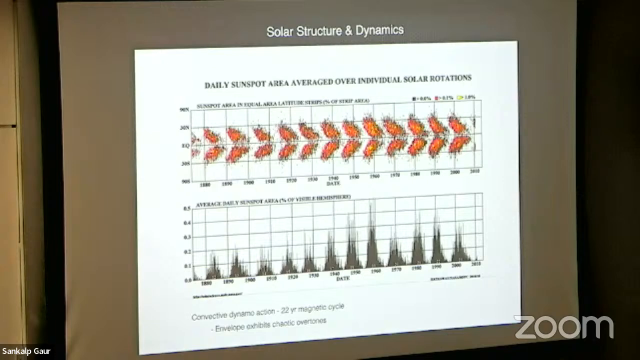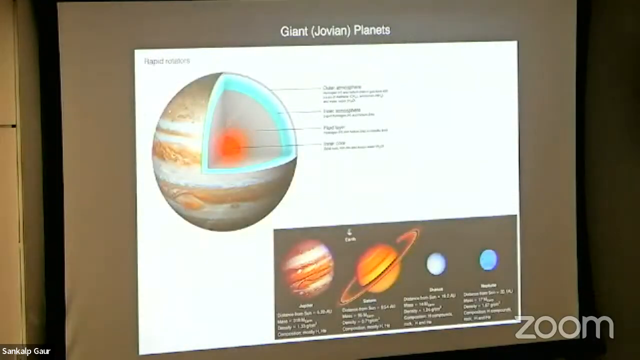Okay, so let's go to giant planets. These are also objects that are influenced by rotation. If we look at the Jovian planets, here's Jupiter. It's pretty much a hydrogen-helium-based planet, as is Saturn, with an interior of metallic hydrogen deep inside and molecular hydrogen in the outer regions. It has a strong internal source that drives convection throughout the interior and the upper regions as well.